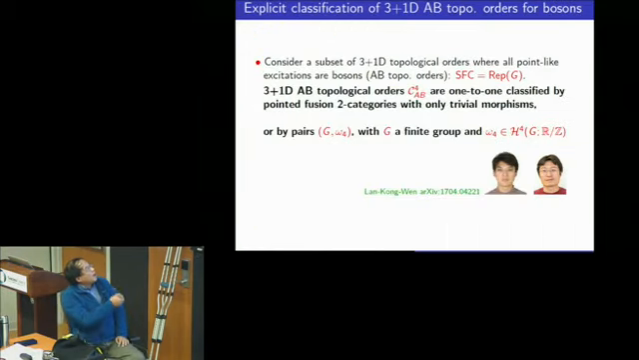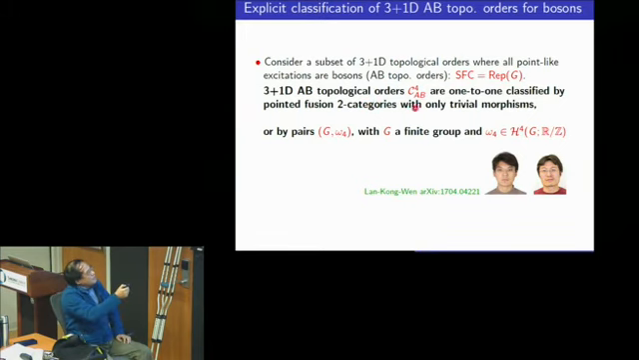So actually now I try to do something more concrete, because the first description is too abstract. Here we want to divide this 3D topology in 2 classes. One simple class is where all the point-like excitations are bosons. So there's no fermion. Every point-like excitation is a boson. So that's a simple case. Okay, in this case, we have something more concrete.